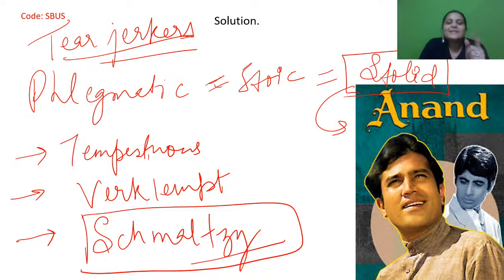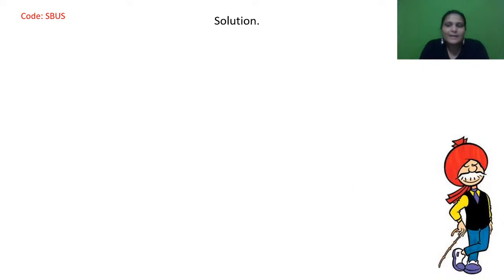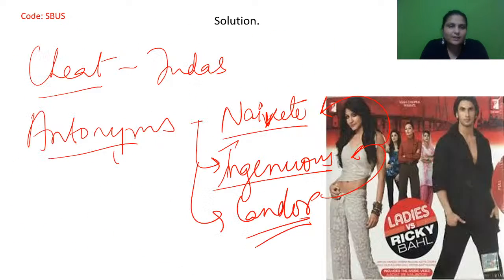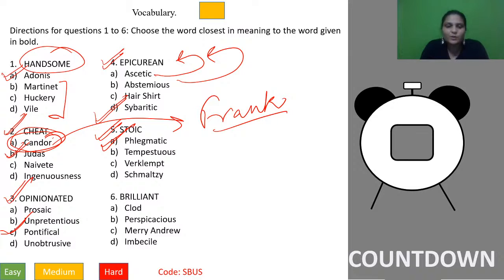So schmaltzy describes overly sentimental movies and overly sentimental people who'll cry for no significant reason. There's another word for it, tearjerkers. Films are called tearjerkers because they can bring out a lot of emotions in you. There have been good ones, for example, Taare Zameen Par was a real tearjerker. All right, let's move on to the last word of the day.